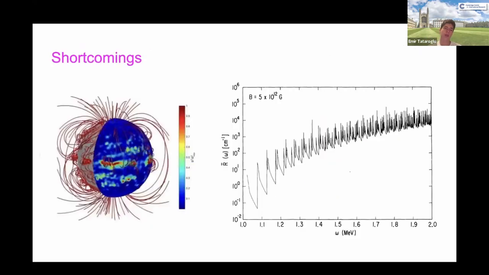So, some shortcomings. Firstly, we use a dipole magnetic field, which is a very simplified model, because it would be too complicated to simulate otherwise.